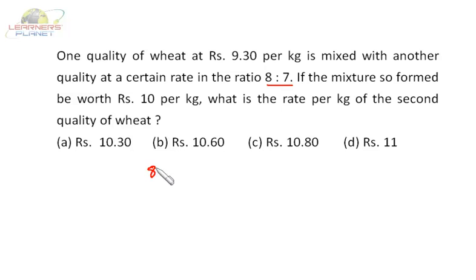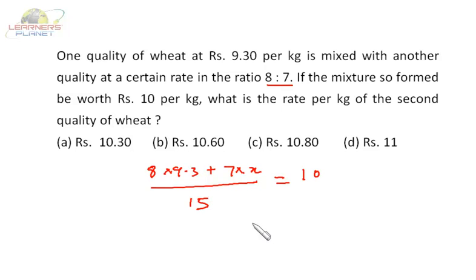So we are taking 8 parts of this plus 7 parts of X rupees per kilo, and in all we have 15 parts. I can write parts over here and parts over here, but we'll take parts as common from numerator and denominator and they will cancel, so it doesn't matter whether you write parts or not. Now this is the average price, and it is actually 10. 8 kilograms of 9.3 rupees plus 7 kilograms of X rupees, in all 15 kilograms, gives the average price, which has been given as 10.